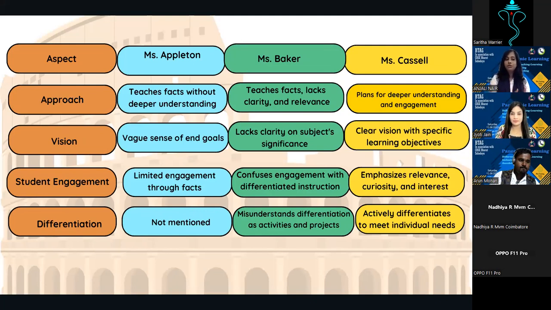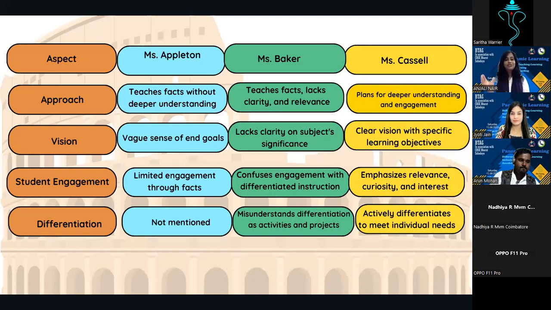If you talk about vision, Miss Appleton has a vague sense of end goals. There is no end goal, learning objectives or learning outcomes. When we talk about Miss Baker, she also lacks clarity on the subject's significance. While Miss Castle has a clear vision with specific learning objectives. When we talk about student engagement, Miss Appleton has limited engagement in her classroom through facts. The engagement is through facts.